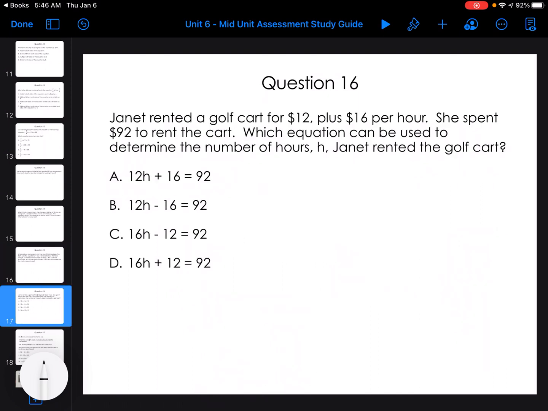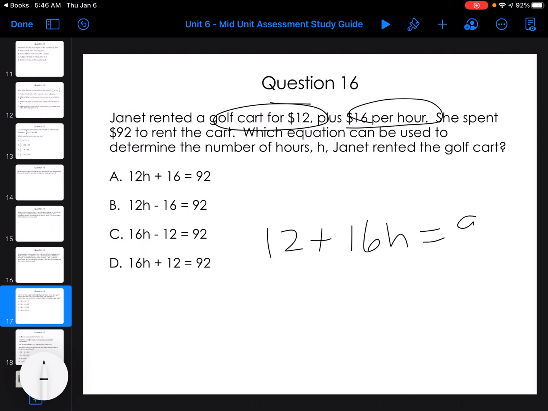Janet rented a golf cart for $12 plus $16 per hour. So it was $12 plus $16 per hour. So $16 for each hour. So it tells me I'm multiplying. She spent $92 to rent the cart, so it's equal to 92. Which equation can be used to determine the number of hours H Janet rented the golf cart? So I know it's not 12H, and I know they added, so it's got to be D.